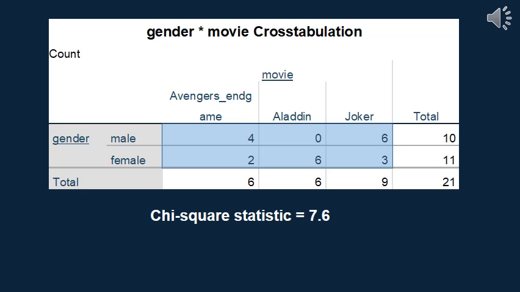I produced this table with SPSS, which is a statistical software. But any statistical software, by producing a two-way table, is able to give you the chi-square statistic. And here, for this two-way table, my chi-square statistic is 7.6.